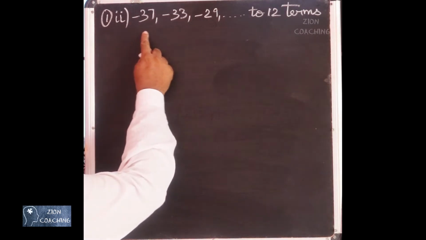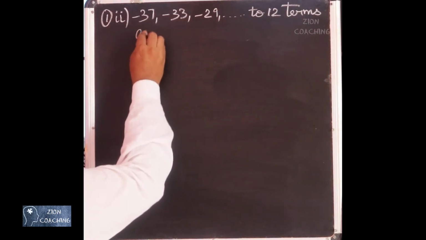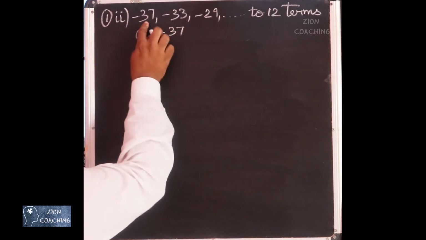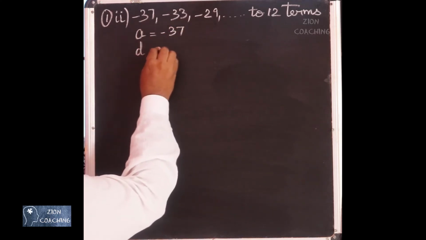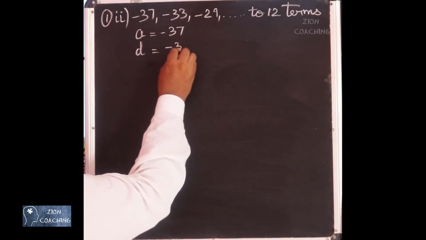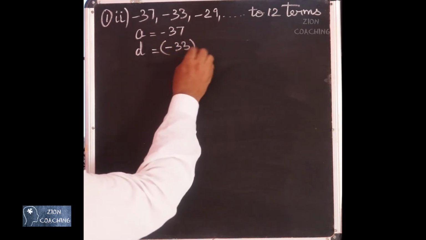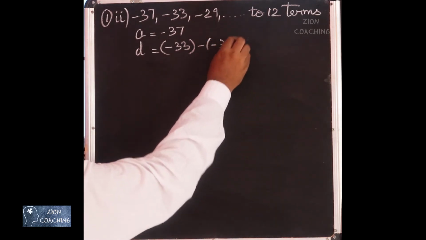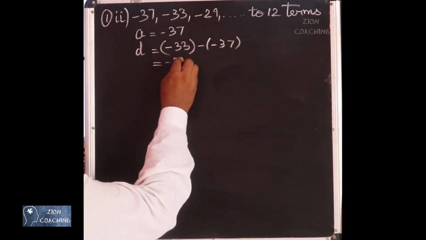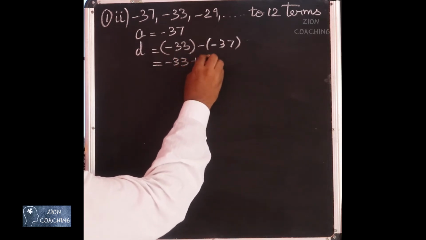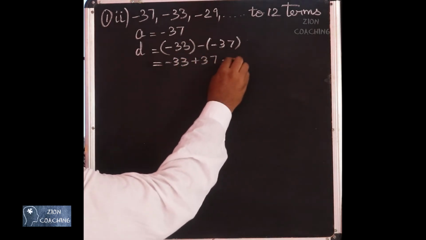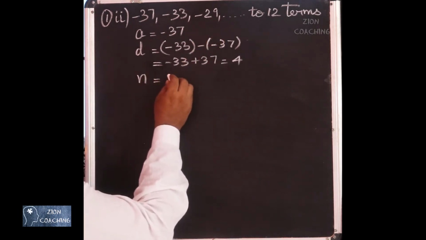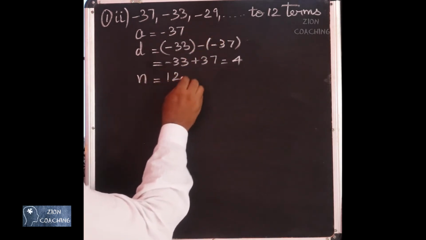We have to find the sum up to 12 terms. A value is minus 37, that is the first term. D value is your second term, that is minus 33, minus the first term, that is minus 37. So we are going to have minus 33 plus 37, that is going to be 4. N is number of terms. We are going to find sum up to 12 terms, so n value is 12.